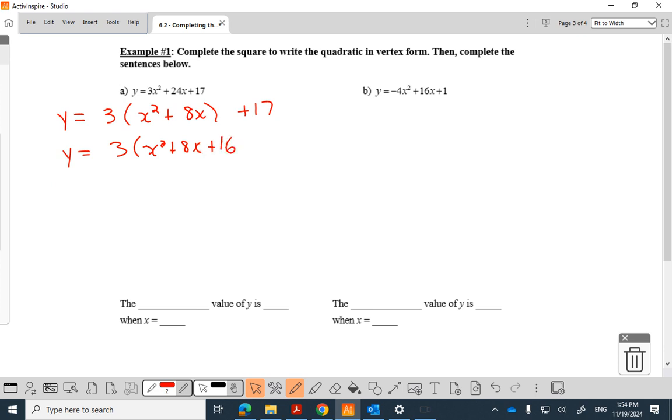Am I allowed to just add 16 to things? No, you can't add 16. But I'm okay as long as I also subtract 16. Over here is the c sitting over there by itself. I'm not worried about the c. I'm just going to leave it over there and not do anything with it.